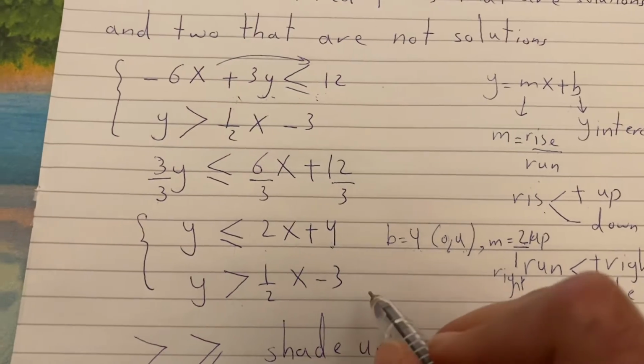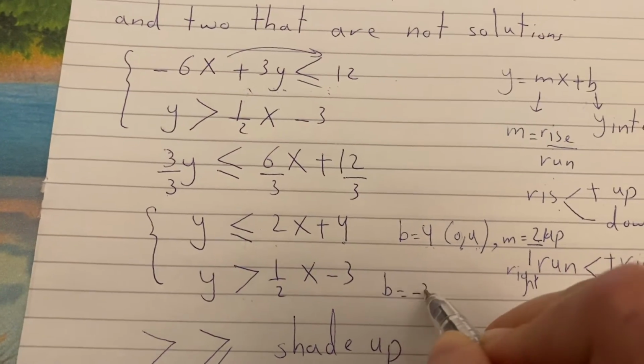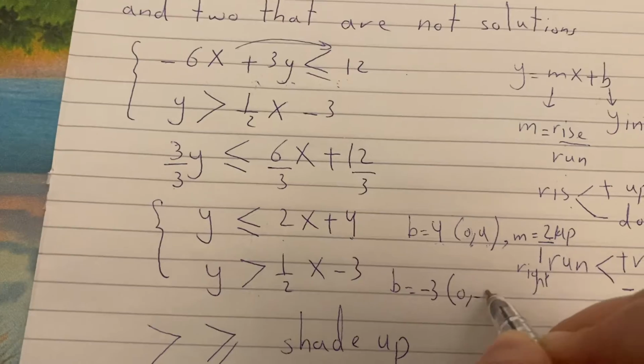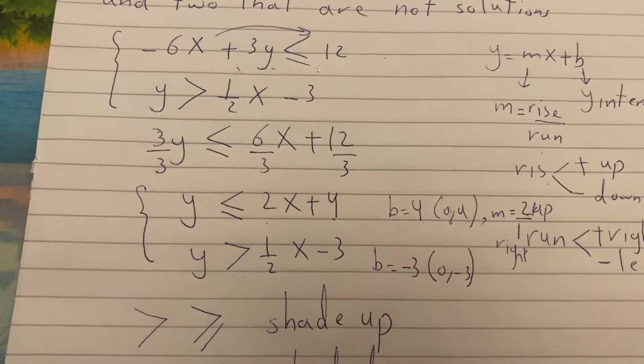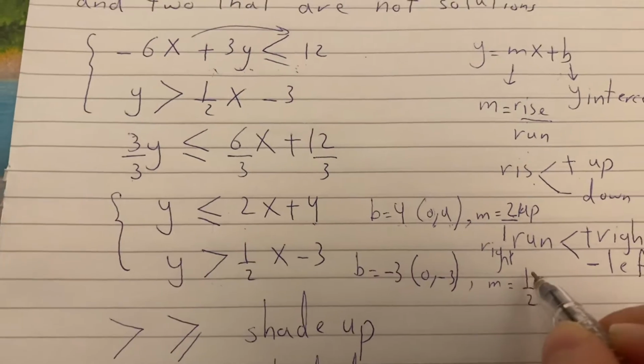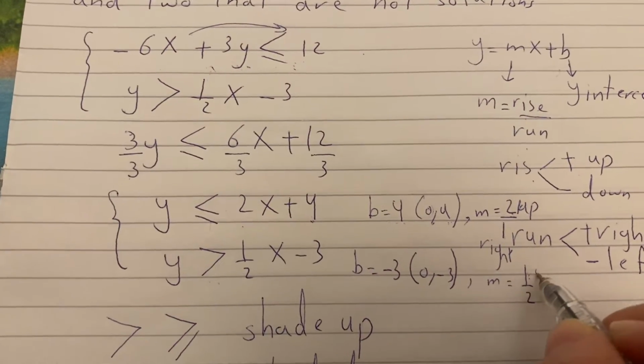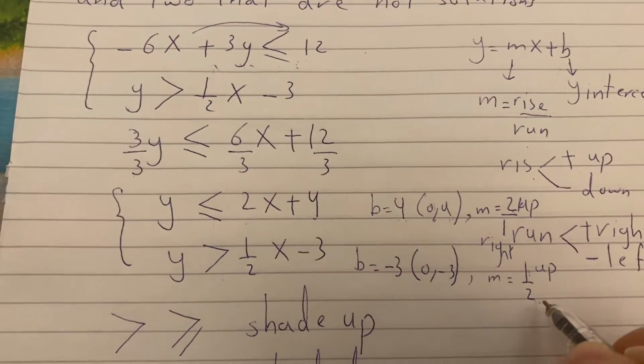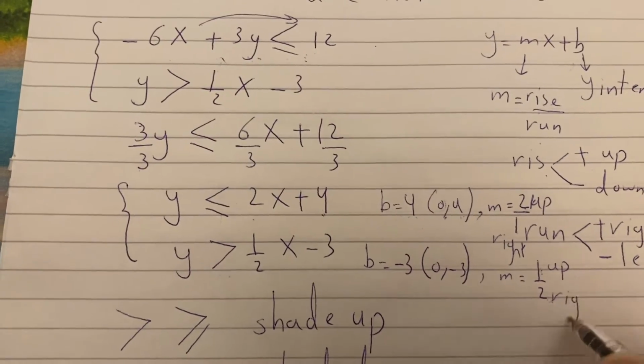Then I will do the same here. B is negative 3. I take it with its sign. So it's 0 and negative 3 on the y-axis. Then I will do my m. M equals 1 over 2. 1 is positive, this is the rise, so you go up. And 2 is positive, this is the run, you go to the right.